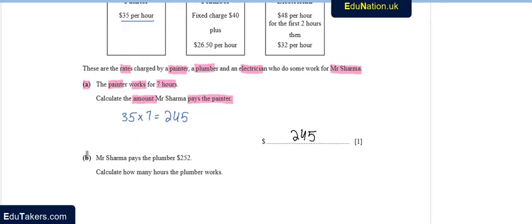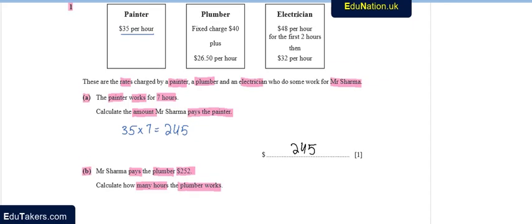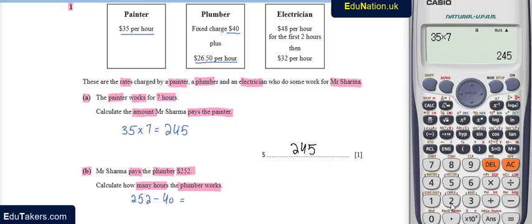Next is part B. Mr. Sharma pays the plumber $252. Calculate how many hours the plumber works. And the rate for the plumber is, his fixed charge is $40 and $26.50 per hour. So we will subtract 40 from 252. This is 212.